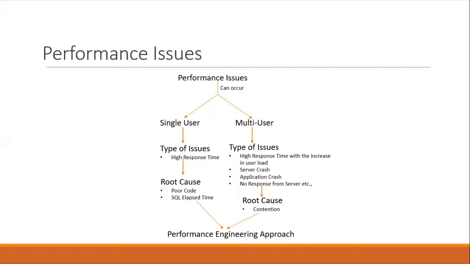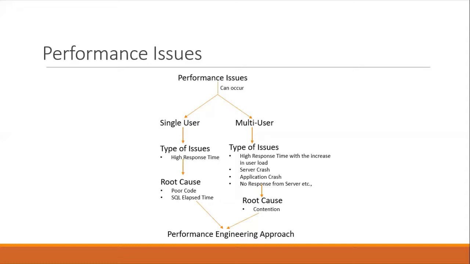Coming to multi-user, this is the kind of issue that occurs when more than one user is accessing the application. The types of issues in case of multi-user load are an increase in response time with increased user load. It means as we increase the user load, the response time of the business transactions or API goes high. Server crash, application crash, server not responding, and many more. So these are the four key performance issues that occur under multi-user load. We also call these issues scalability issues.